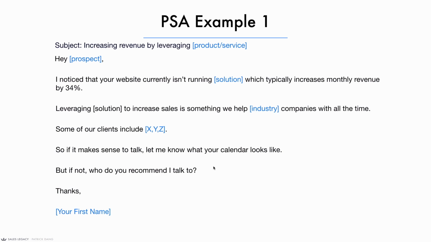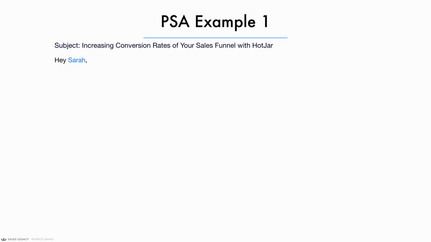You're just saying, hey, if you have this problem too and I have a solution, let me know if it makes sense to talk, and let me shoot over your schedule. And they're going to tell you a time, and then you're going to schedule the meeting. So very simple, straightforward: PSA, pain, solution, call to action. Let's go ahead and give you an example.